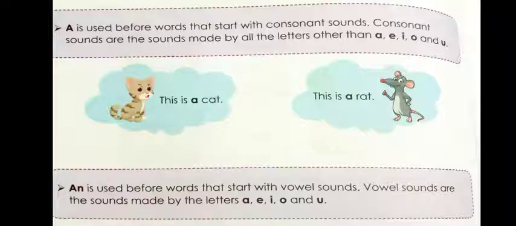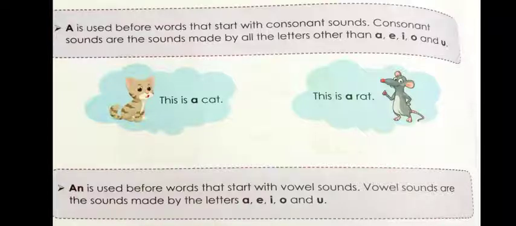Which are the vowels? Which are the 5 vowels? A, E, I, O, U, isn't it? These are called vowels. Other than these letters, other alphabets are called consonants. Wherever you can find vowels, you are not supposed to use a. Other than vowels, you can use a.